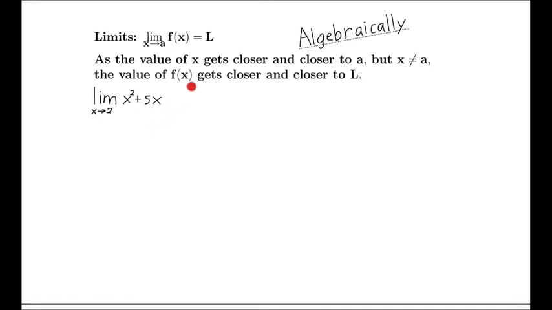This is an easy one. As x gets closer and closer to 2, it's very easy to see what x squared plus 5x gets close to. We just put in 2, and we get 2 squared plus 5 times 2, and that's the answer. Turns out to be 14.